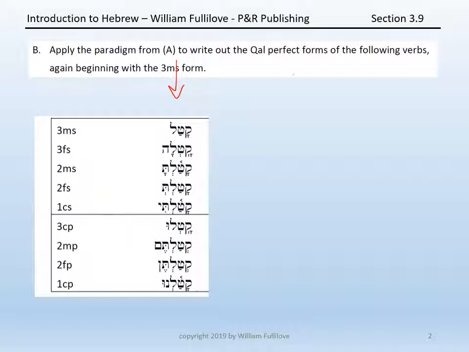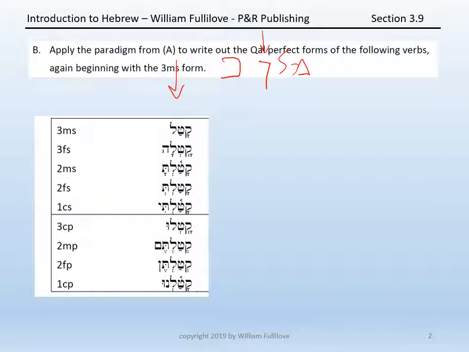So the first of the exercises asks you to work with the root malak, which is glossed as to reign or to rule. And remember, as we look at malak, that this third root letter, the kaf, is written in its final form. But in the middle of the word, you would write the more traditional medial form. So to take the qal perfect paradigm of malak, what you would do is take these three root letters and then apply the endings and vowels from the perfect paradigm of qatal that you have memorized.